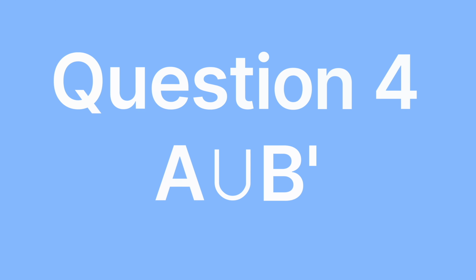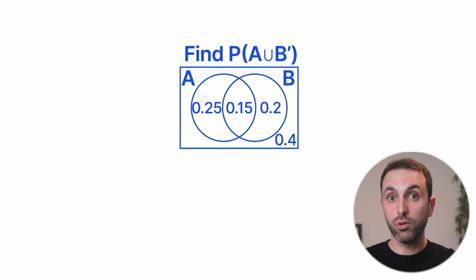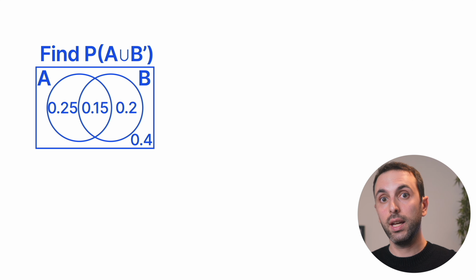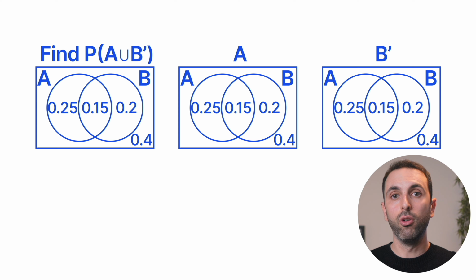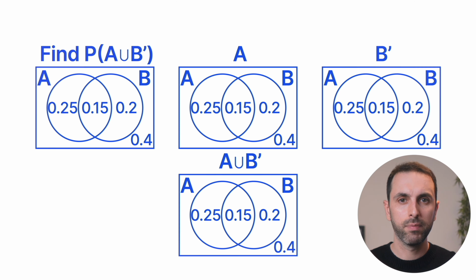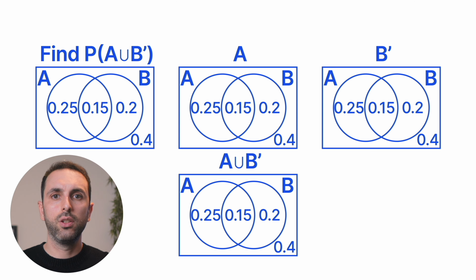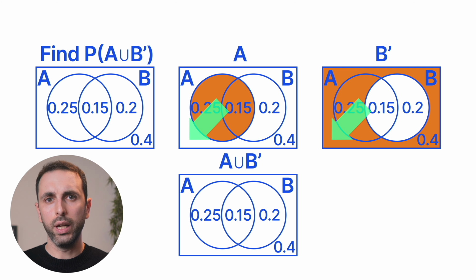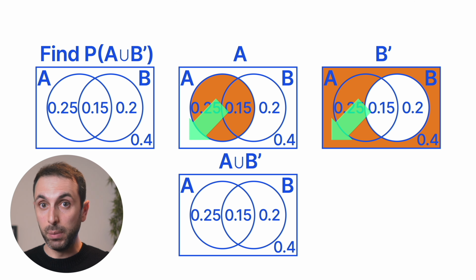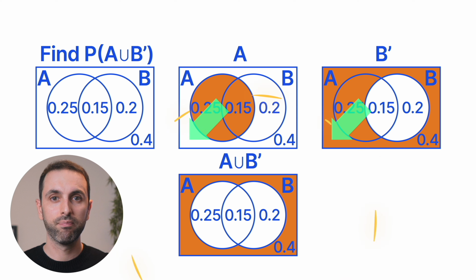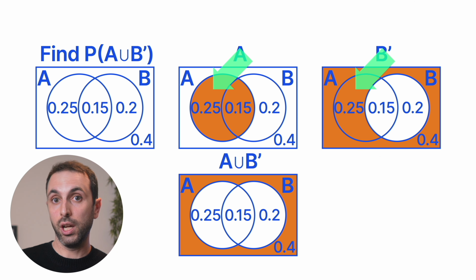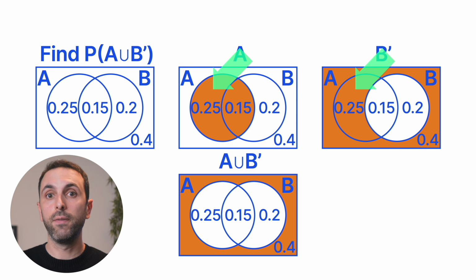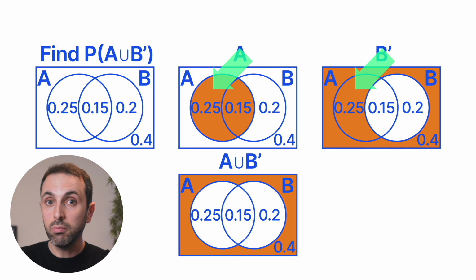Let's try another example involving union. For this new question, let's draw the three Venn diagrams, one for event A, one for B complement, and one for A union B complement. Again, we'll shade the regions for A and B complement for their respective Venn diagrams. Looking at the outside region, although it is not shaded for A, it is shaded for B complement, so we will include this. Looking at this region, this is shaded for B complement, and it's shaded for A too. Since it's shaded in both, we'll include this.